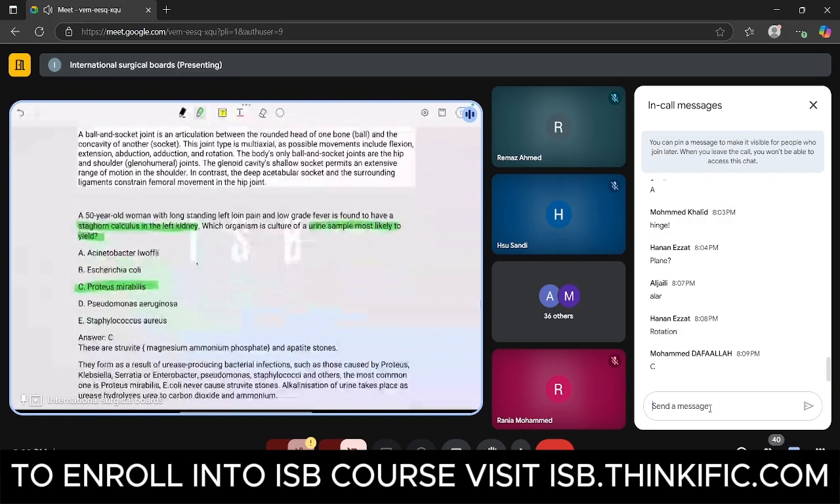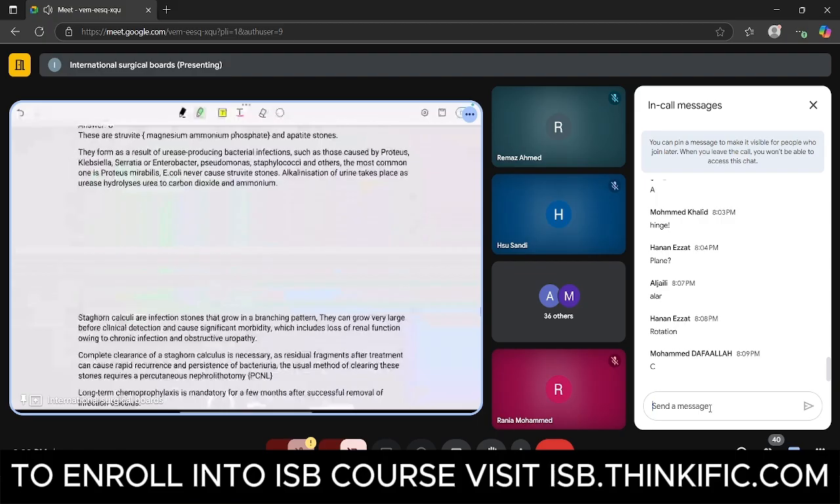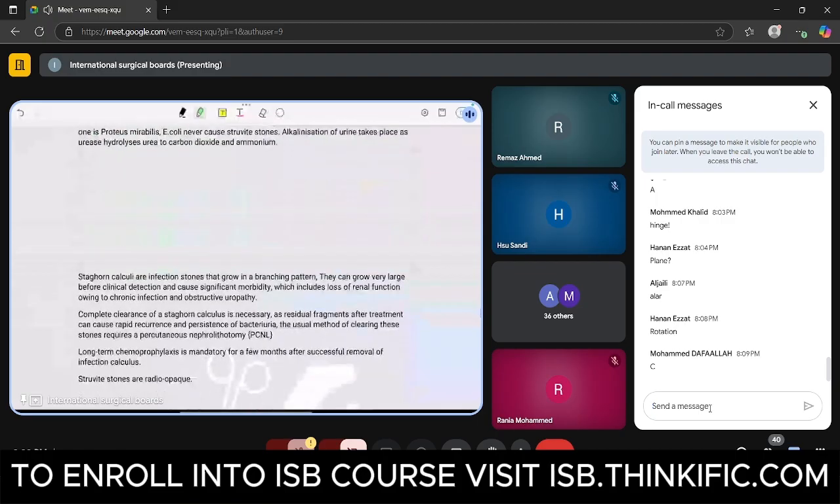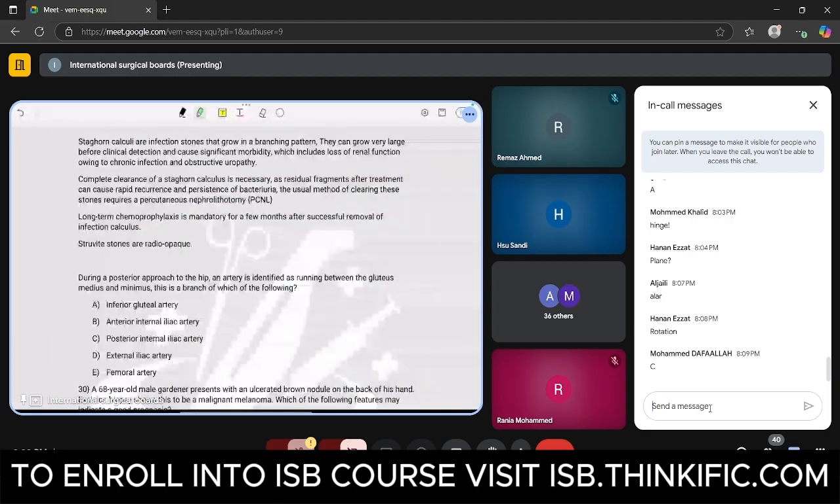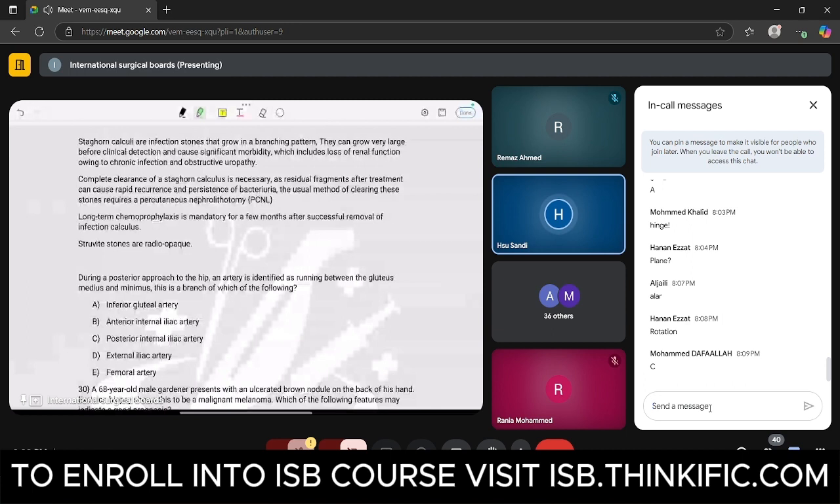Let's look at the next question. During a posterior approach to the hip, an artery is identified as running between the gluteus medius and minimus. It is a branch of which of the following: inferior gluteal artery, anterior internal iliac artery, posterior internal iliac artery, external iliac artery, femoral artery.